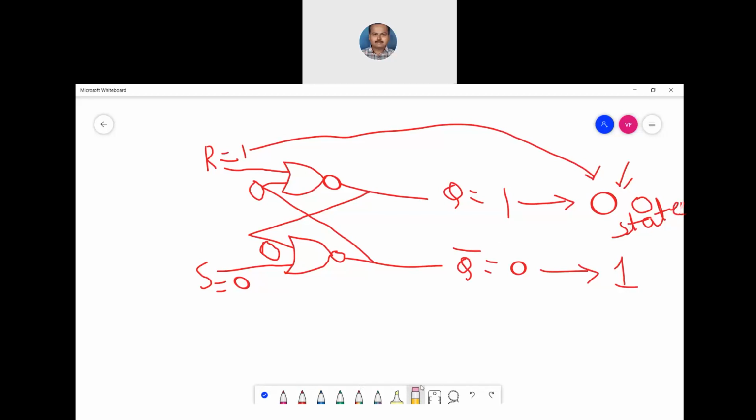In the sense, irrespective of whatever is the previous state, the output will always be equal to 0. If the previous state is 0, the next state is also 0. If the previous state is 1, the next state is also 0. The input is R equal to 1 and S equal to 0. This state we call a reset state or a 0 state here. Right? Everyone understood this one?